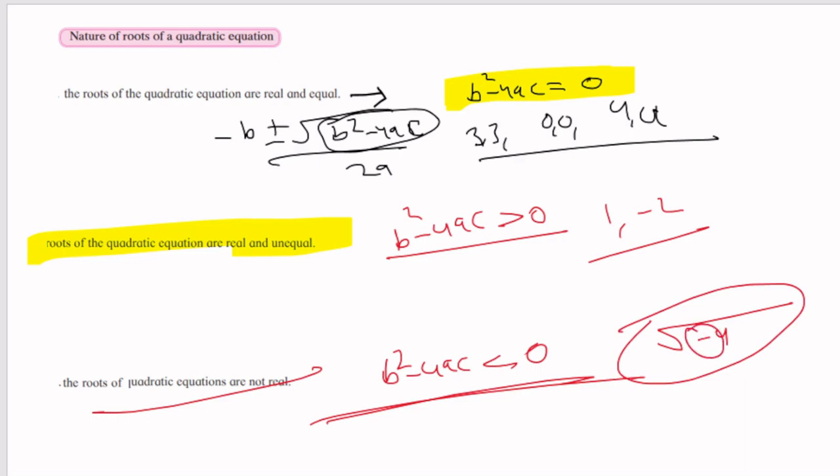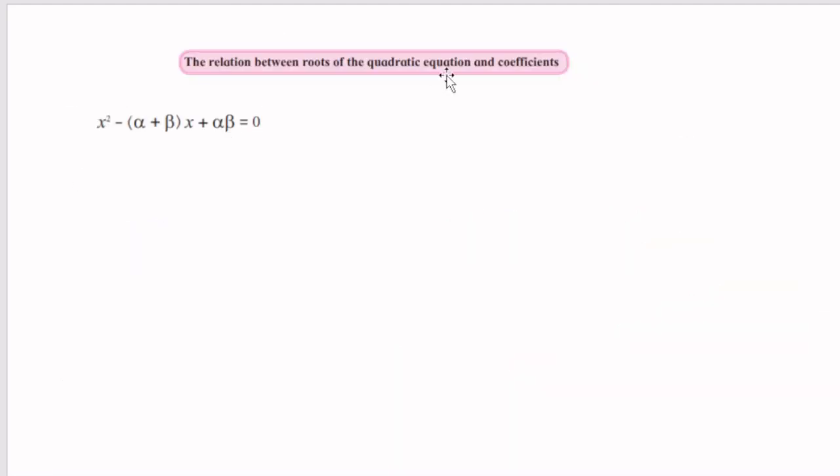So make sure you check these three values. If b square minus 4ac is equal to 0, roots are real and equal. If b square minus 4ac is greater than 0, roots are real and unequal. And the moment it goes below 0, the roots are not real. Once this is done, then we have to jump over to the relation between roots of the quadratic equation and coefficients.